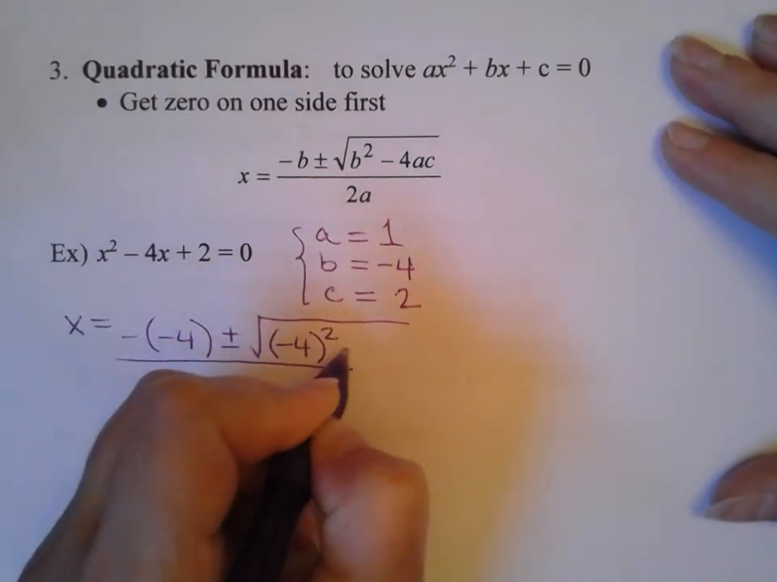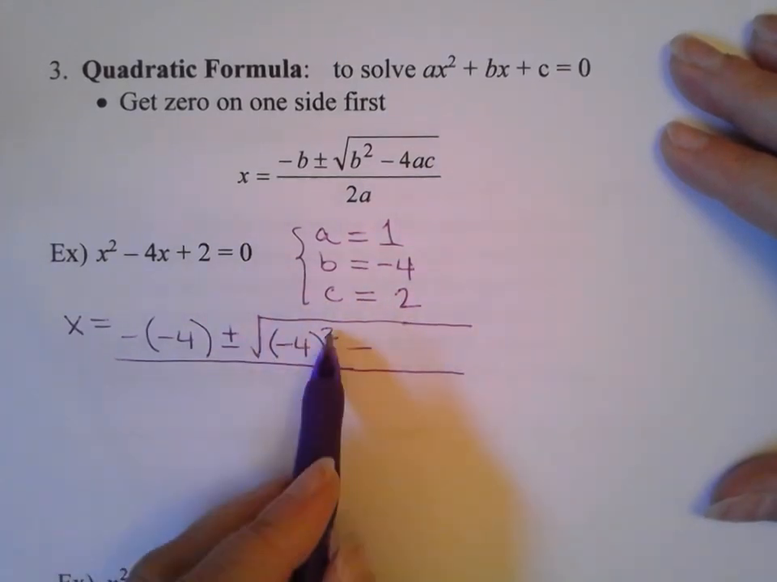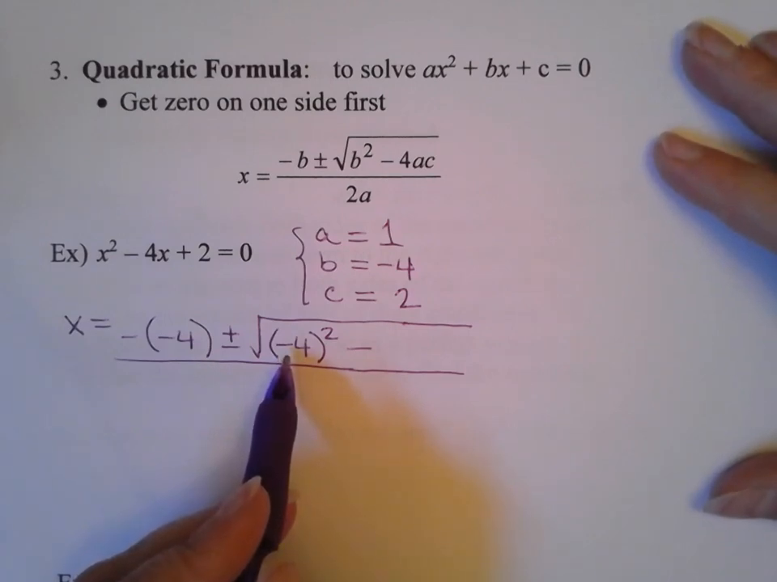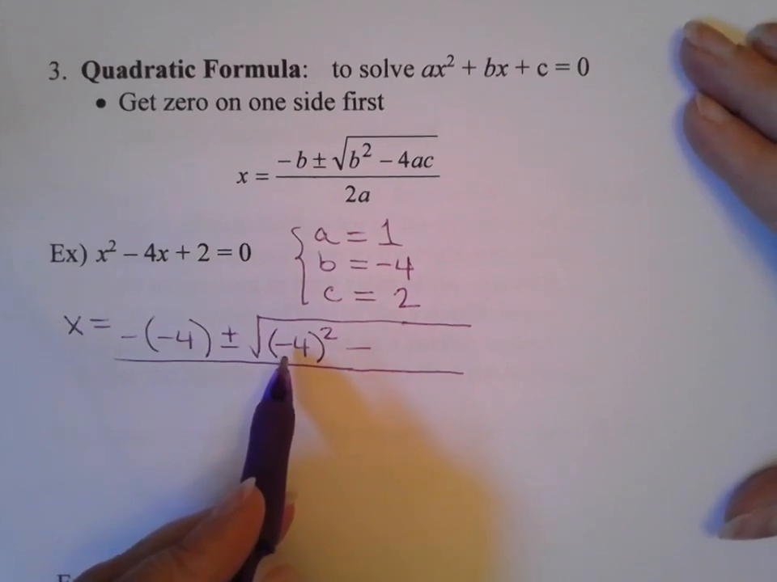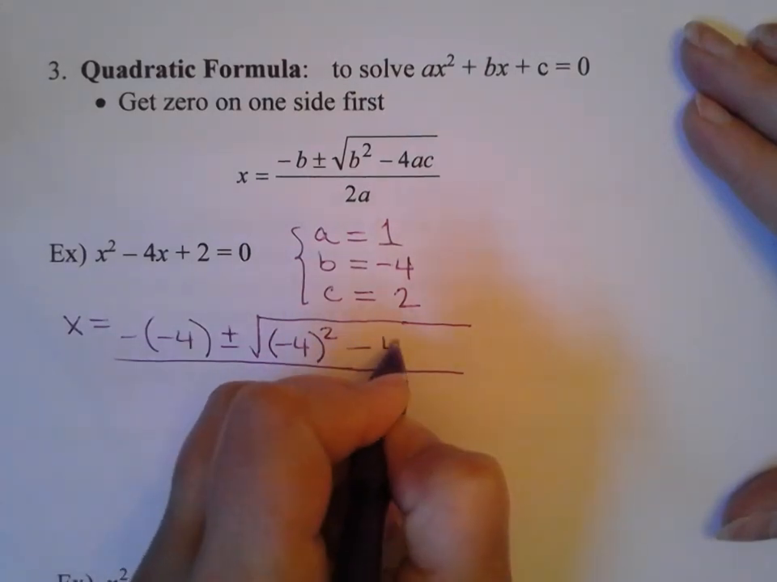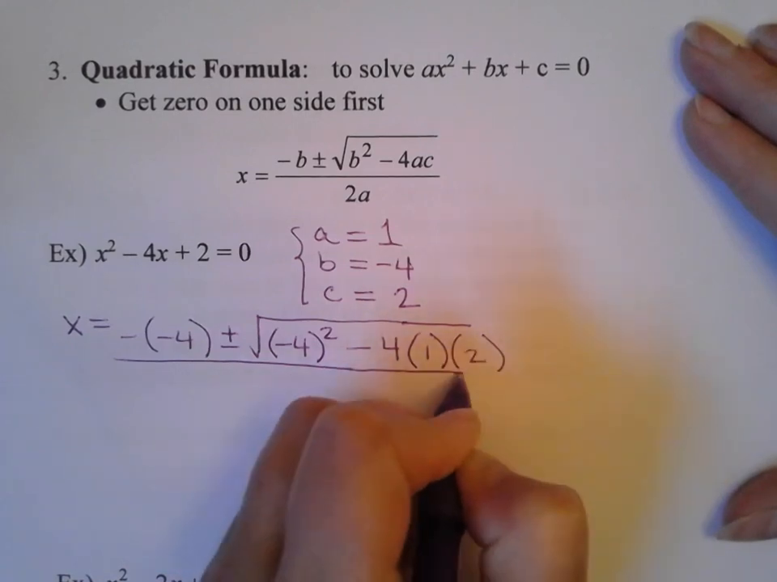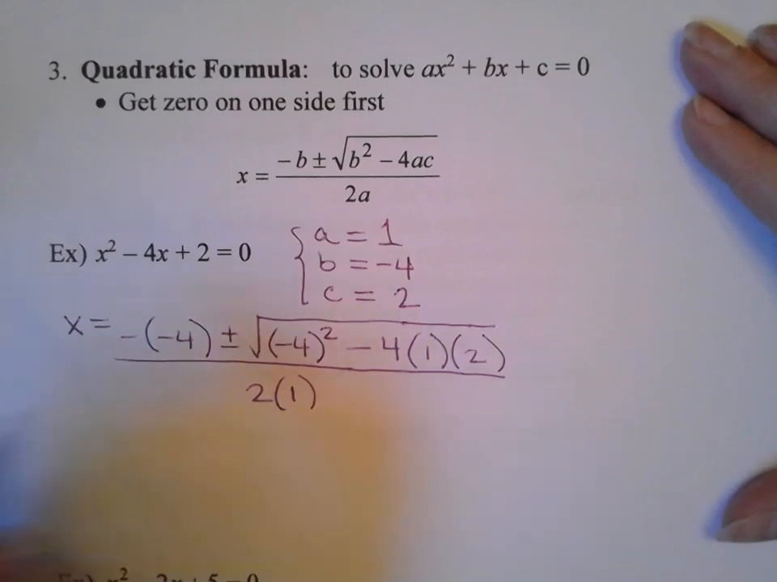I highly recommend that you write the b in parentheses here so that when you square it, you remember to also square the negative. That's a very big point to make. It's a very common error. I've graded lots of tests. Okay, so negative 4 squared minus 4 times a, which is 1, times c, which is 2, all over 2a.